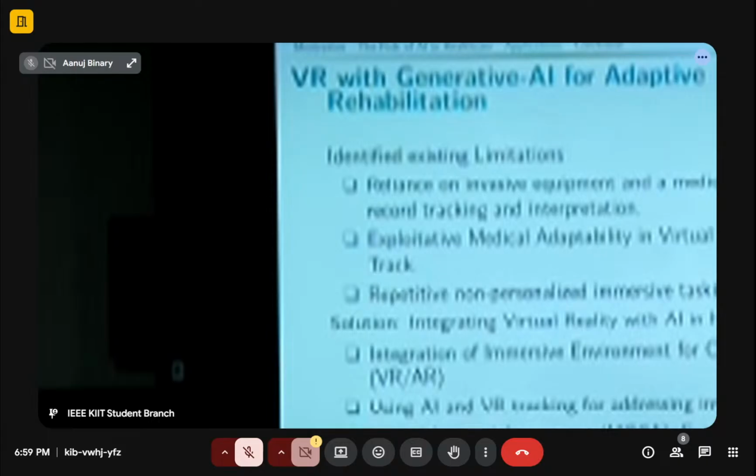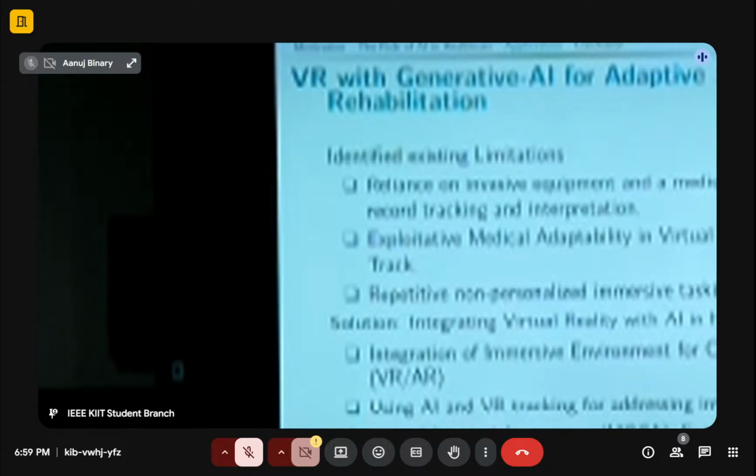So now, here we are integrating virtual reality with AI in healthcare, integration of an immersive environment for cognitive activity. Okay, like I have told, we need not do different types of activities. We'll simply rely on your VR headset and the generative AI, using AI and VR tracking for addressing inversion tools, and here we are using MOCA and the FIM to keep track of patient progress. So how to keep track of this progress? We are using these two tools, okay, MOCA and the FIM.